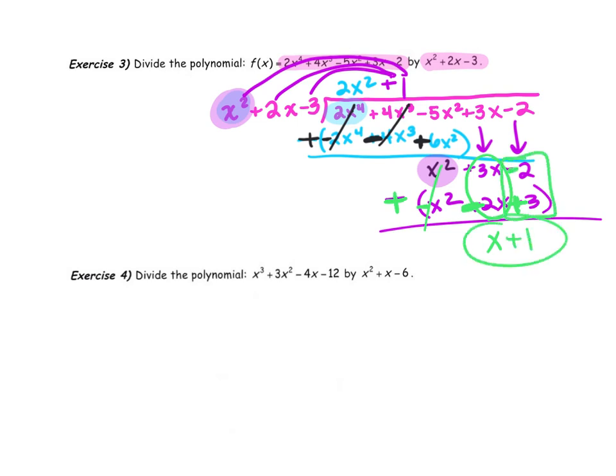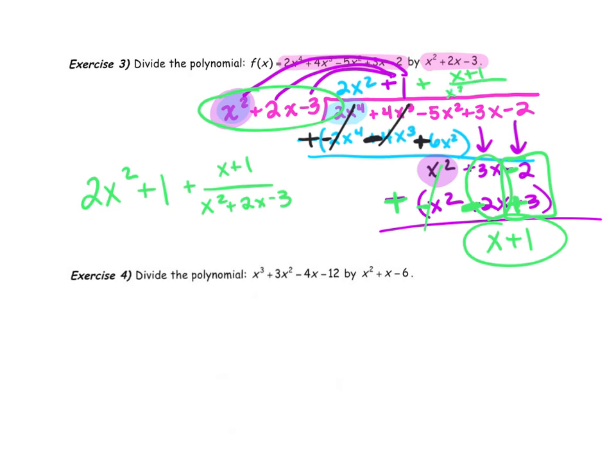So this is our remainder. So we're going to write 2x squared plus 1 plus a remainder of x plus 1 over what we were dividing out by, x squared plus 2x minus 3. We could have also written it up here, x plus 1 over the x squared plus 2x minus 3. All right, so this is my answer. Dealing with the remainder, no problem.